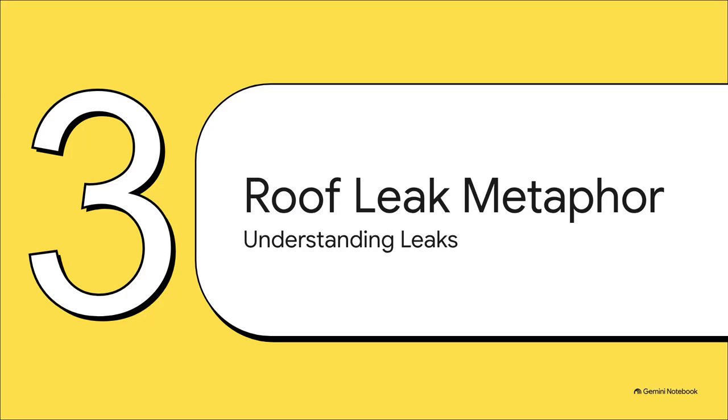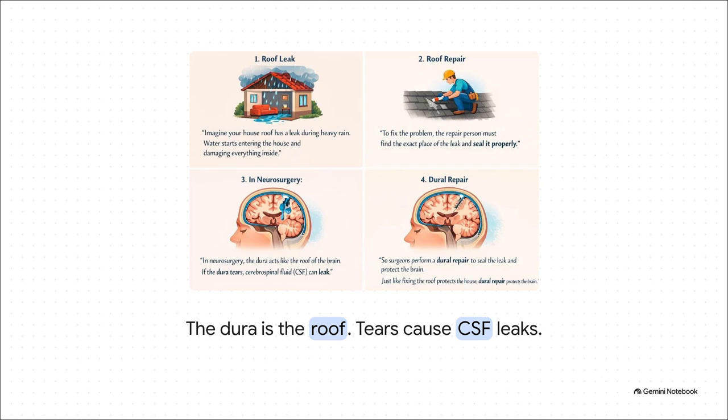All right, on to Section 3, and this is a really helpful way to visualize things, the roof leak metaphor. So, let's go one layer deeper beneath the bone, right down to the dura mater. I want you to picture a house during an absolute downpour. If that roof has a tear in it, water's going to start pouring in, ruining everything inside, right?